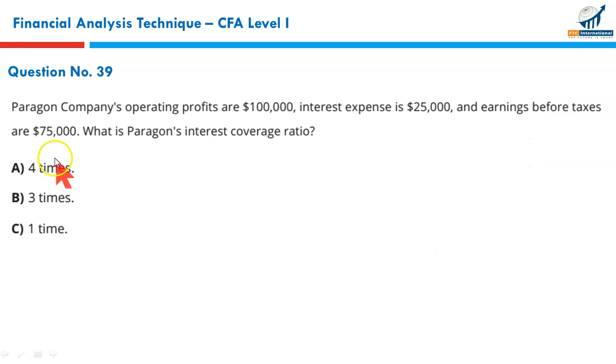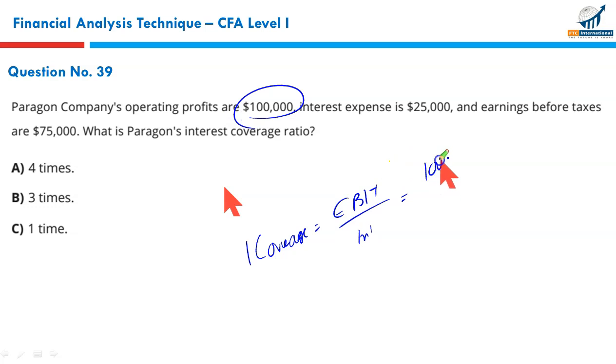Next, Paragon Company operating profits are $100,000, interest expenses $25,000, earning before interest and taxes $75,000. What is Paragon's interest coverage? It's a very simple question. Interest coverage, sometimes also called the times interest earned. How do we calculate it? Earning before interest and tax upon interest. Simple as that. So your operating profit or earning before interest and tax is $100,000 and your interest is $25,000. The result is 4 times.